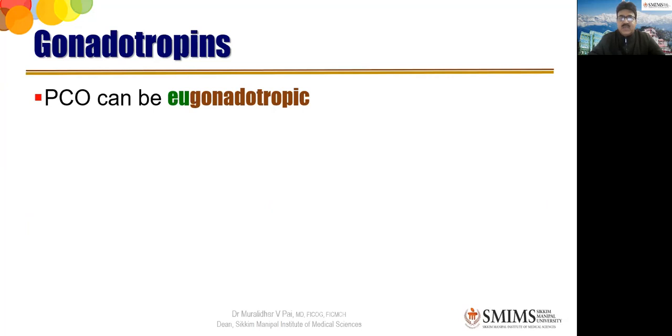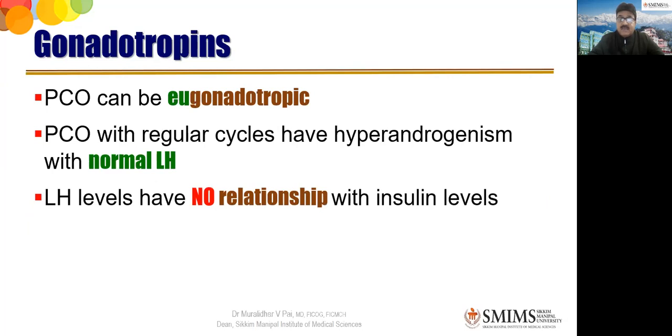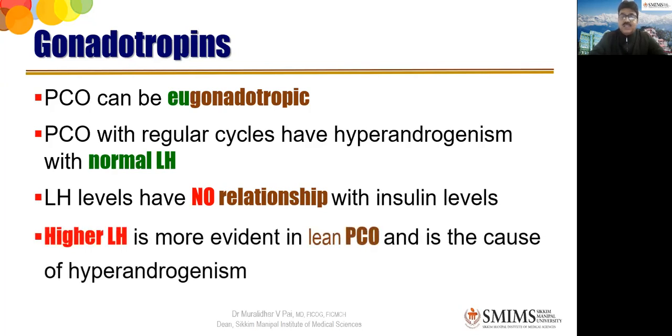Gonadotrophins, as you know, PCO can be eugonadotrophic. PCO with regular cycles have hyperandrogenism with normal LH. We have just yesterday seen the different phenotypes of PCO, where there can be ovulatory PCO, in that LH has to be normal. LH levels have no relationship with insulin levels. So as I said, both the metabolic factor and the HPO factor sometimes run parallel without having real connection with each other. Even though I said hyperinsulinemia can give rise to increased LH, that may not happen in most cases. Higher LH is more evident in lean PCO and is the cause of hyperandrogenism there.